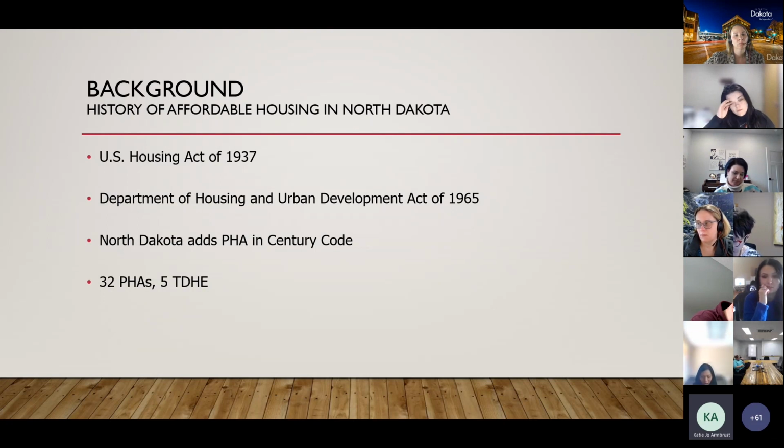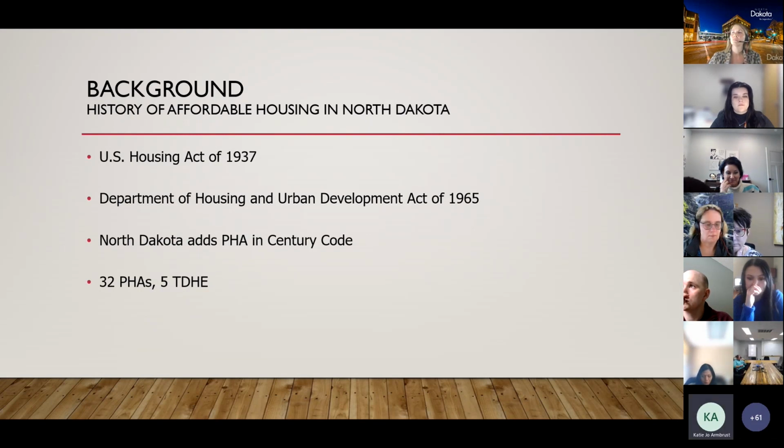Following that, North Dakota added public housing authorities, PHAs, in our North Dakota Century Code. It's actually kind of crazy. It created housing authorities in every county and every city in the state, but with some additional guidelines and criteria; each local jurisdiction had to pass a resolution. Long story short, today we have 32 public housing authorities and 5 tribally designated housing entities in North Dakota. Across the country, there are over 3,300 public housing authorities.